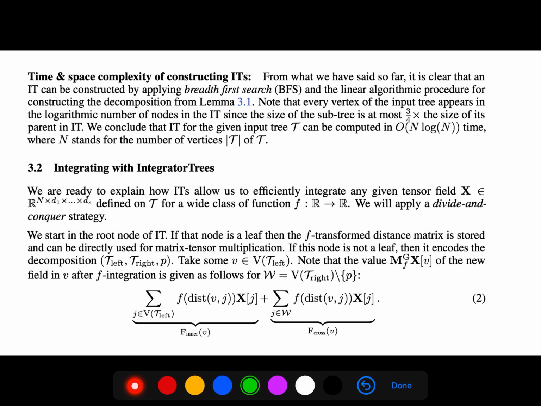Now, integrating with integrator trees, we are ready to explain how ITs allow us to efficiently integrate any given tensor field for a wide class of functions. We will apply a divide and conquer strategy. We start in the root node of the IT. If the node is a leaf, then the f-transformed distance matrix is stored and can be directly used for matrix tensor multiplication. If this node is not a leaf, then it encodes the decomposition.